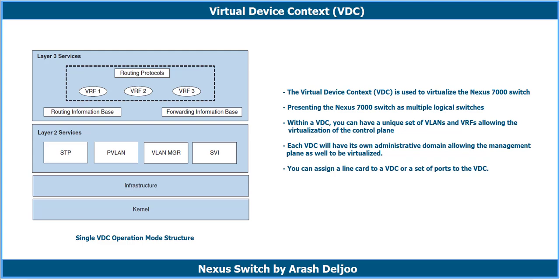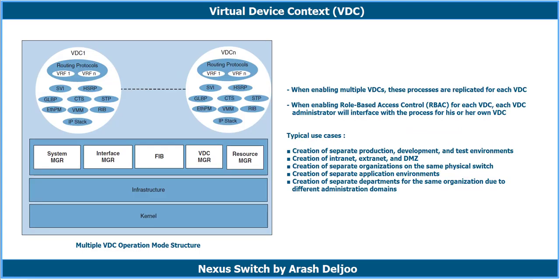Actually, here you can see single VDC operation mode: a structure, kernel, infrastructure, and then layer 2 services and layer 3 services. Layer 2 services like spanning tree protocol or STP, private VLAN or PVLAN, VLAN manager, and also switch virtual interface or SVI. About the layer 3 services, we have RIB, routing information base, FIB, forwarding information base, VRFs, meaning virtual routing and forwarding, and also the routing protocols. Virtualization using VLANs and VRFs within this VDC can still be used.